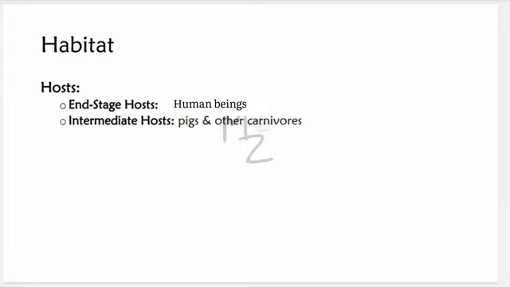Habitat. End-stage host. Human beings are its end-stage hosts. Why are human beings end-stage hosts? Because their meat will not be consumed by other animals, so humans are not responsible for transmitting the infection to other animals or other human beings. That's why they are termed end-stage hosts. But these organisms do have intermediate hosts like pigs and other carnivores.